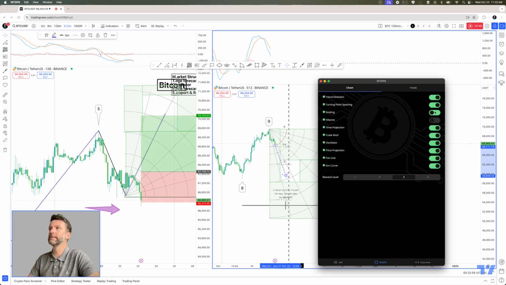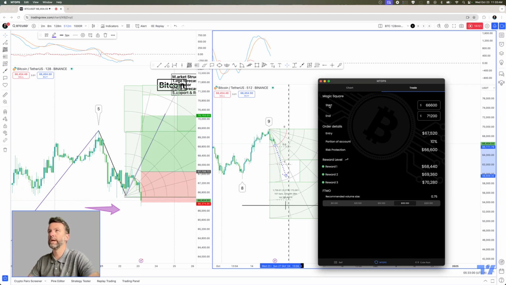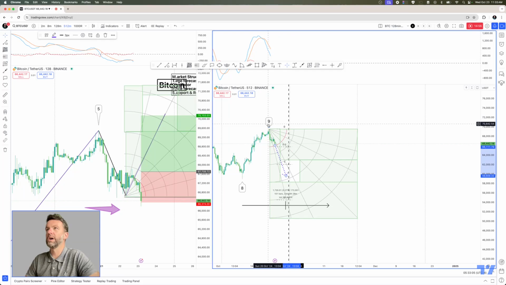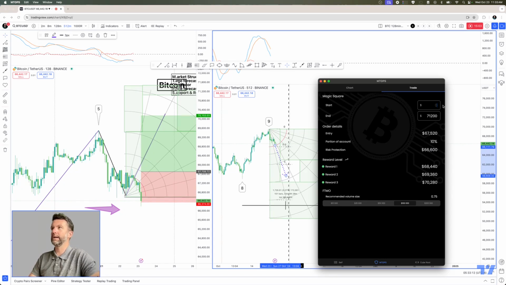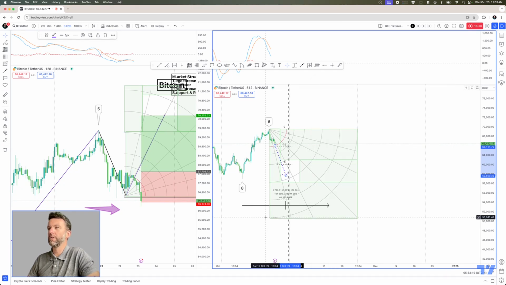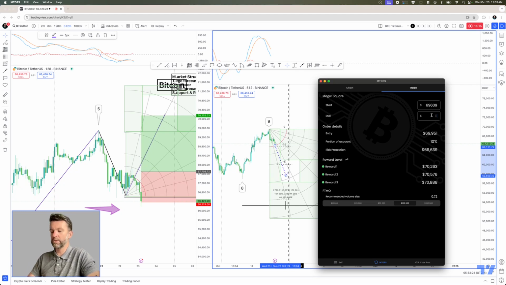Because it is, I'm going to get back and see where the start and the finish line is for these two. The start is at the top, which is 696, I'm going to call it 69,639. Then it finishes off at about 5,800. That's just the size of this Gann square. And it's going to give me my targets thereafter.